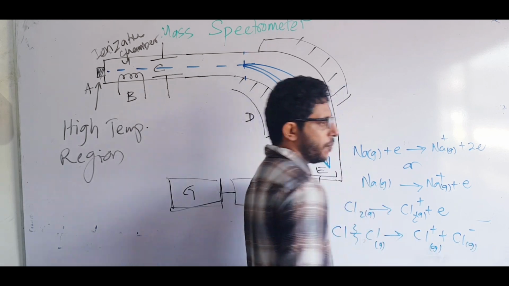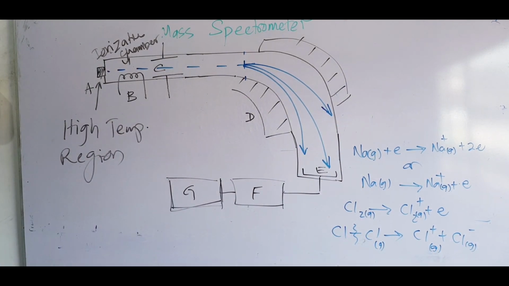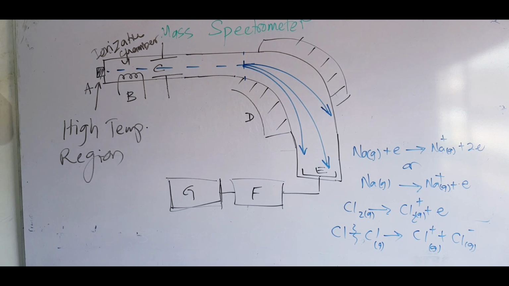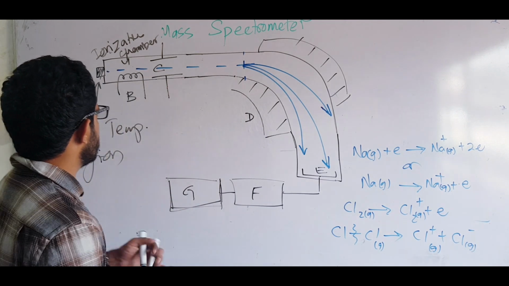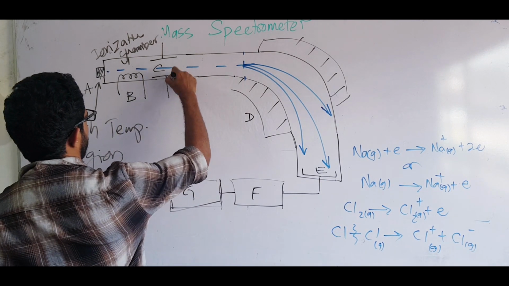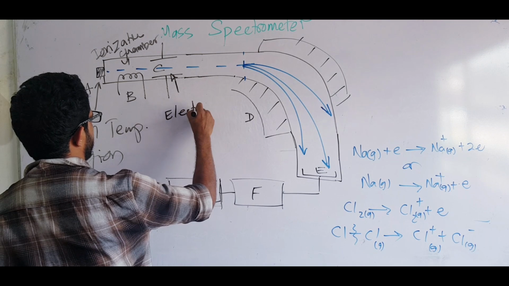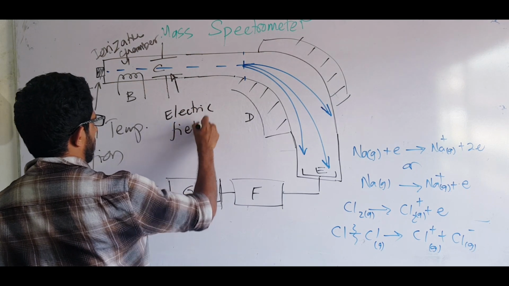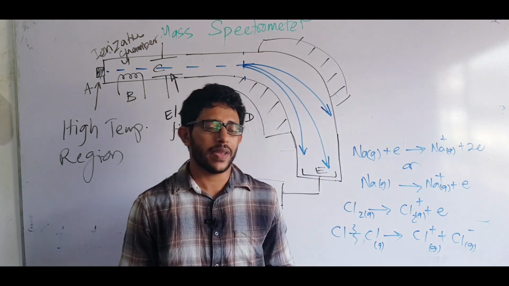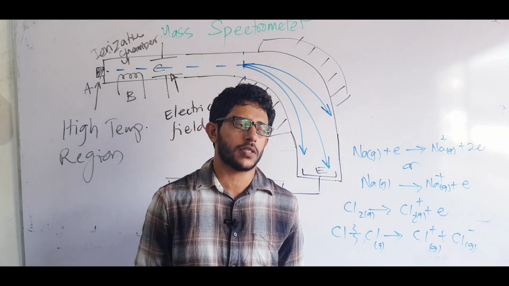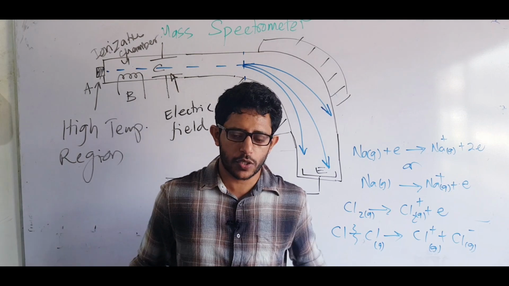They form positive and negative ions if it breaks the bond. If not, it produces positive ions and electrons. So that's what happened in the ionization chamber. Part C is electric field. In electric field, we accelerate only the positive ions. We have a mechanism to accelerate only the positive ions.